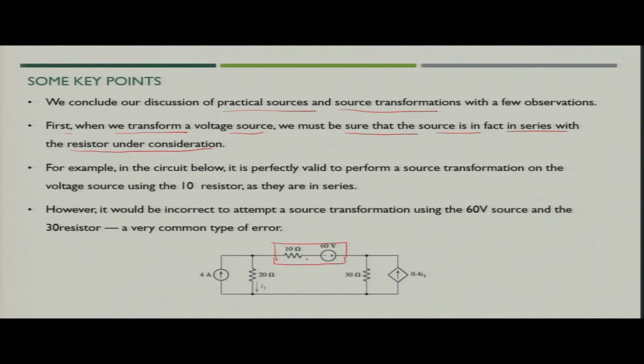So, this you can utilize, but you cannot apply the same source transformation while considering these two elements like 60 volt and 30 ohm, because this 30 ohm is not in series with the 60 volt source. So, that is something which we have to always keep in mind, how you choose the correct candidate for source transformation, and sometimes this becomes a very common type of error when we do the source transformation.